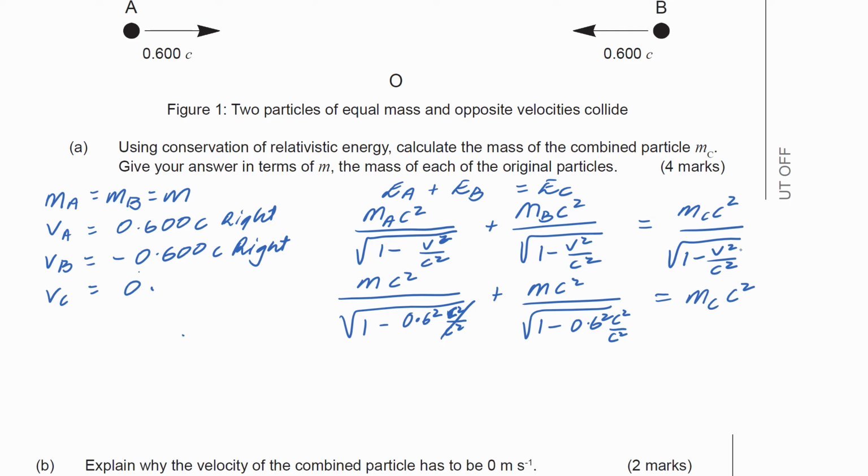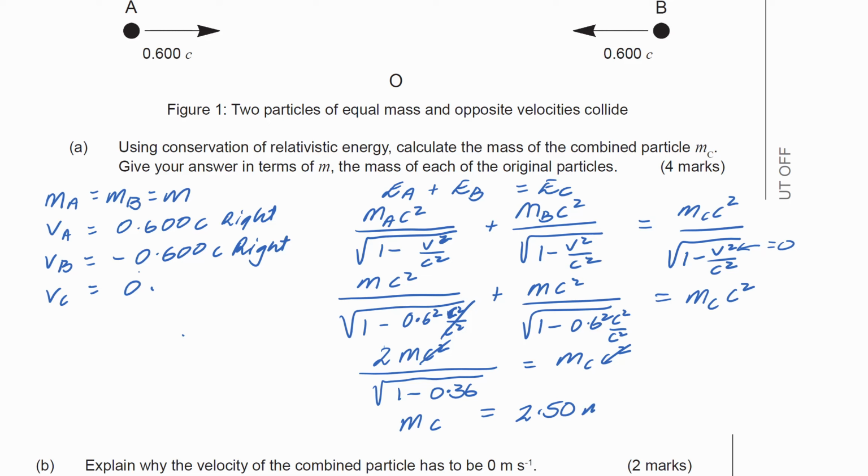Notice that V of the particle is equal to 0, so this term at the bottom becomes equal to just the square root of 1. So now I have 2mc squared over, now what we should do is 1 take away 0.36, is equal to mc squared. So these c squareds cancel out. Then if we pop that through our calculator, we find that mc is equal to 2.50 m.